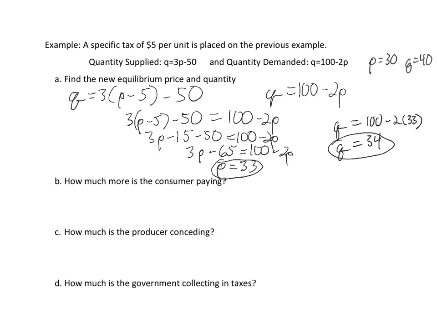So what that means is previously the consumers were willing to pay and the producers were willing to sell this item for $30. But now, with this tax, the price is going to be $33 and only 34 items are going to be sold. So if we want to think about how much the consumer is paying now in addition, remember originally the consumer was willing to pay $30, but now they're paying a price of $33. So in this case, the consumer is paying an additional $3.